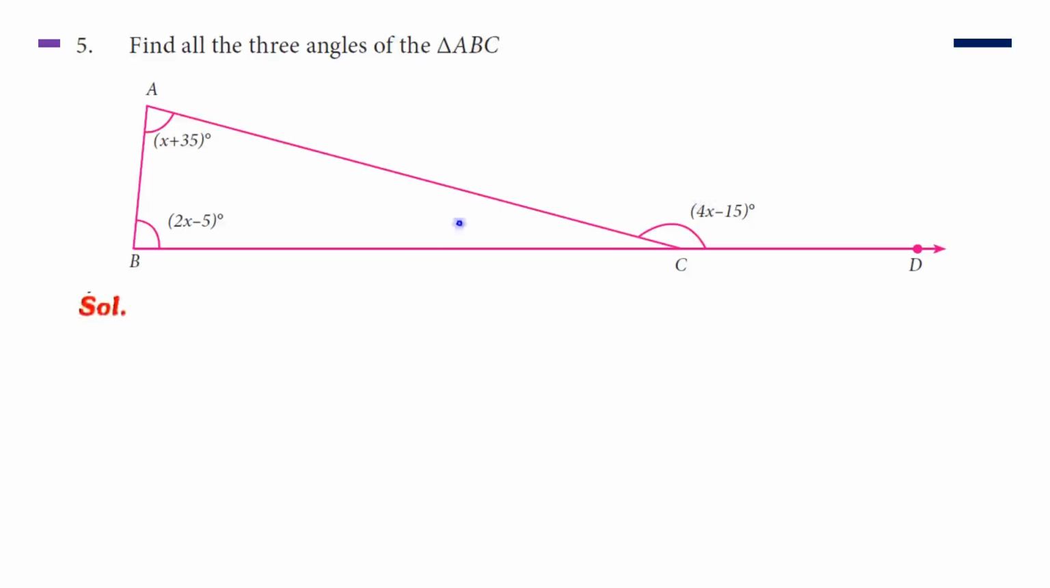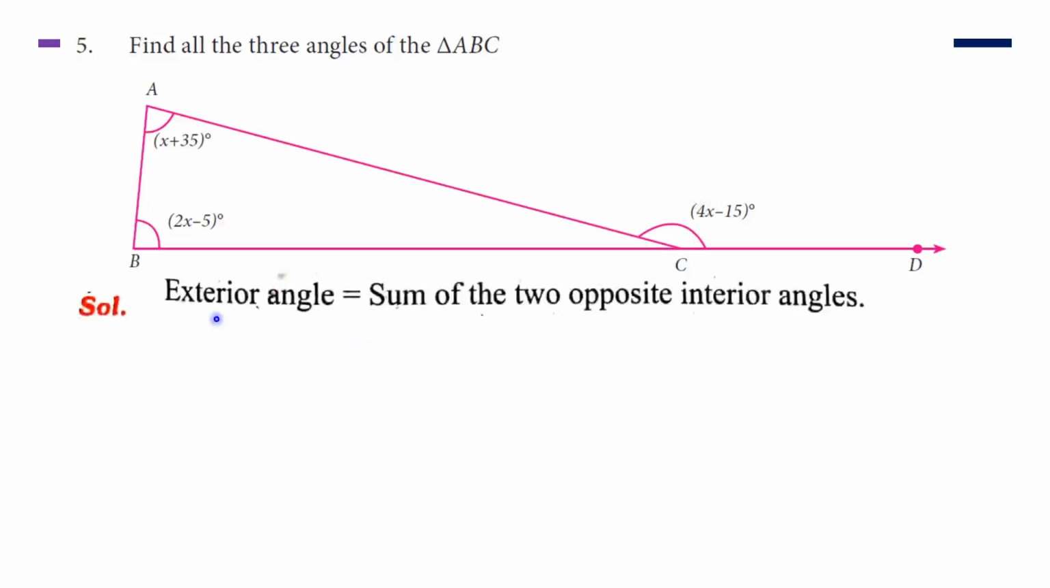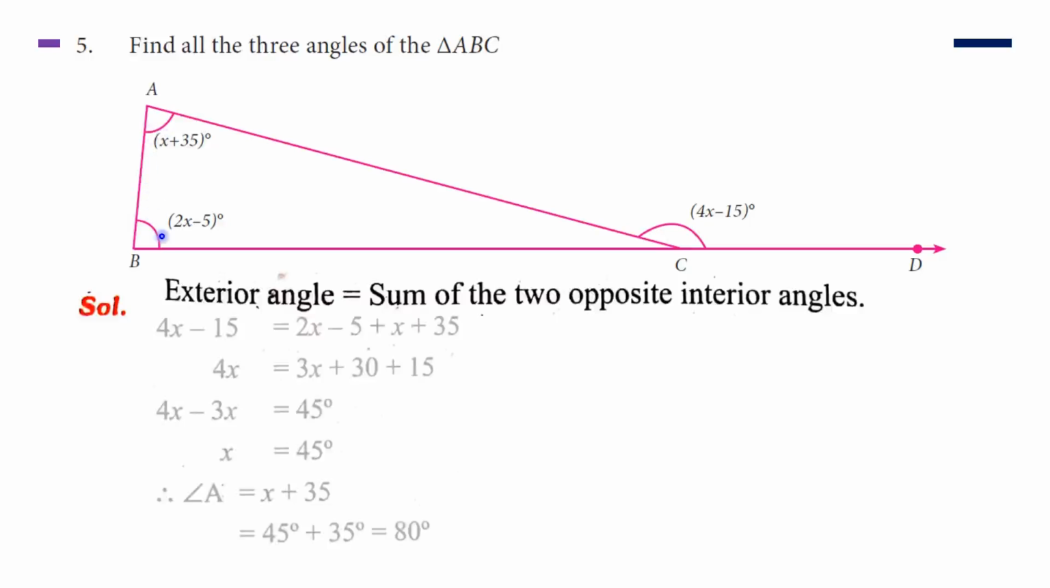Let us see the solution. Here already we know this exterior angle is equal to the sum of the two opposite interior angles. That is, this 4x minus 15 degree is equal to 2x minus 5 plus x plus 35. So 2x plus x means 3x, 35 minus 5 means 30 degree.